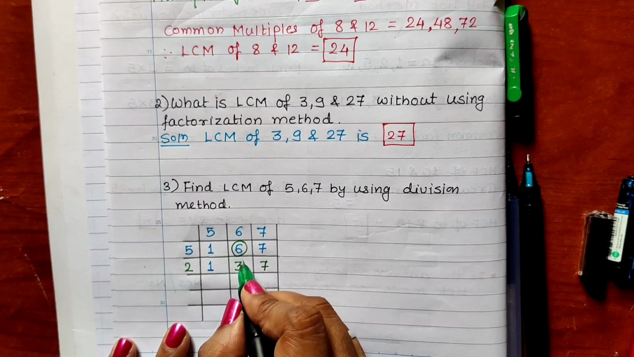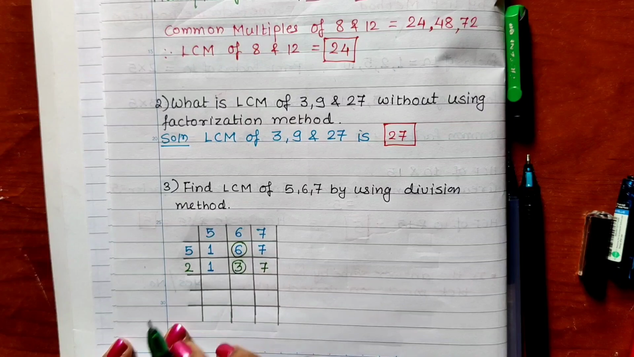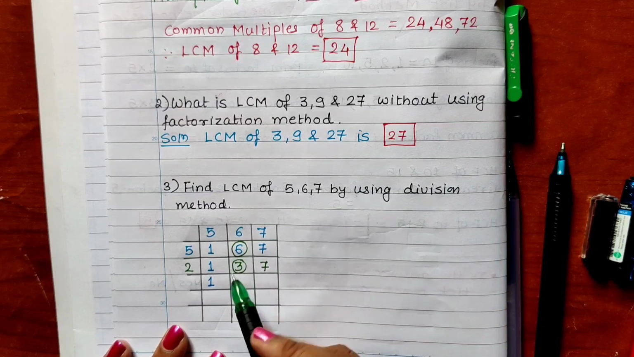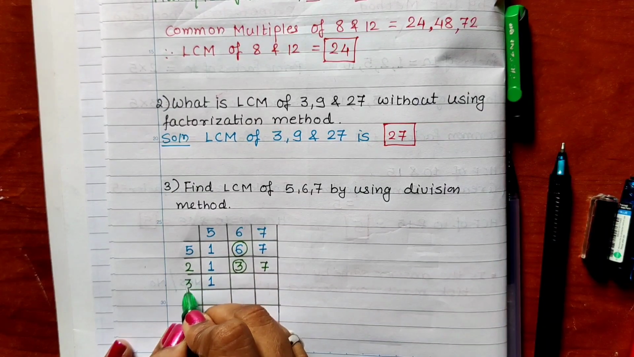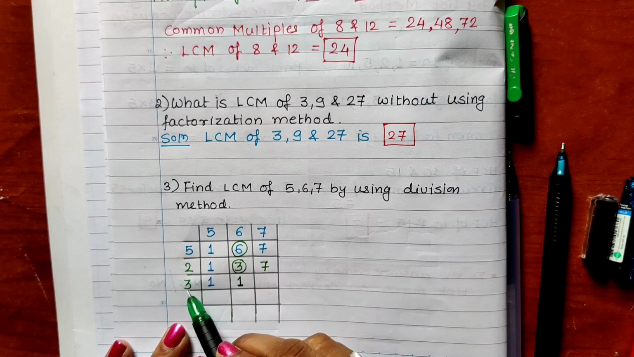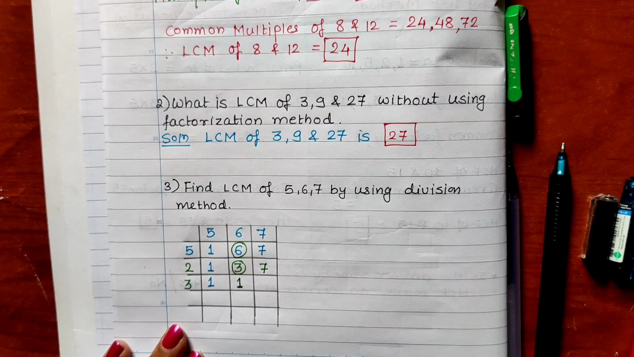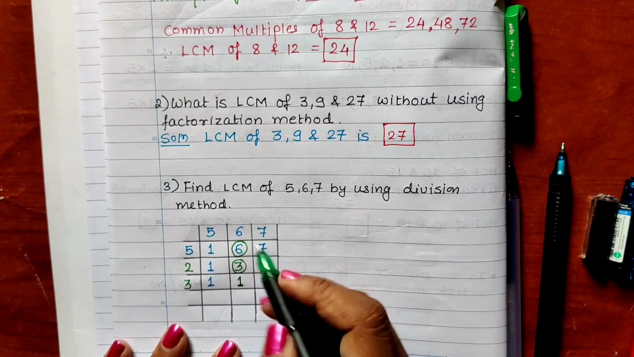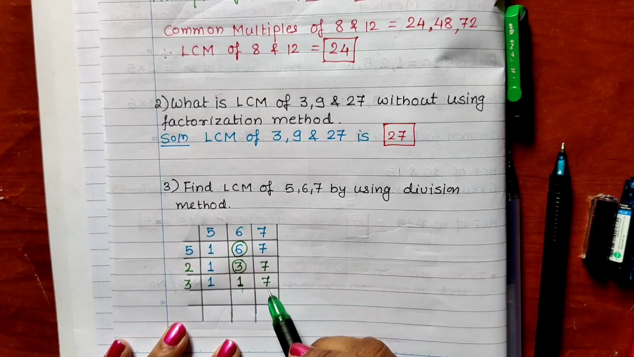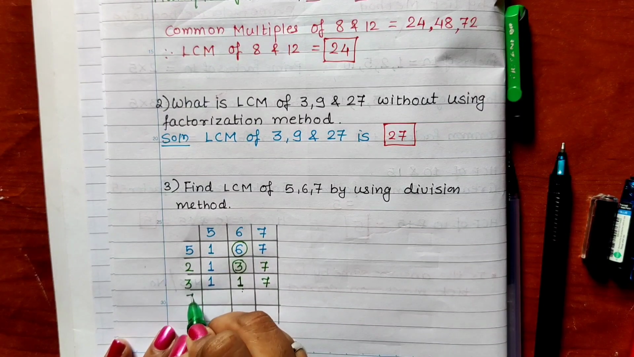Now look at this 3. We keep on writing 1 as it is in the first column. 3 is divisible by 3. And 3 ones are 3. So we write 1 as it is. Now 7 is there. Can we divide 7 by 3? No, we cannot divide. So write 7 as it is. Now this column of 6 is over because we are getting 1 here. Now what is there? 7 is there. 7 is also a prime number. It is not divisible by any other number than itself and 1. So 7 is divisible by 7 only. So factor of 7 is 7.